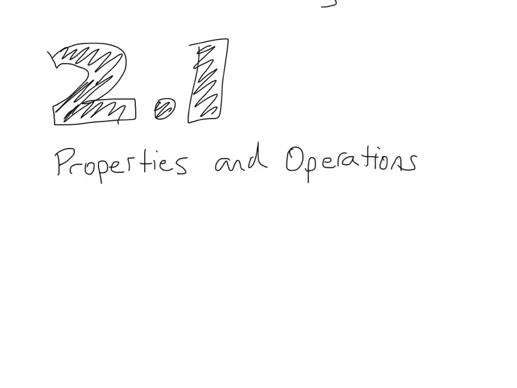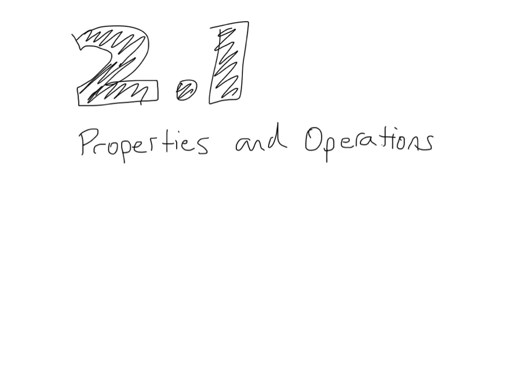Alright, today we're starting Chapter 2 with Section 2.1, Properties and Operations. So the first thing we're going to learn about is the commutative property of addition. Alright, so what does that mean? Well, commutative, we'll explain that, but first we'll just state the obvious, addition, okay? We're going to use this property when we are adding things, okay?